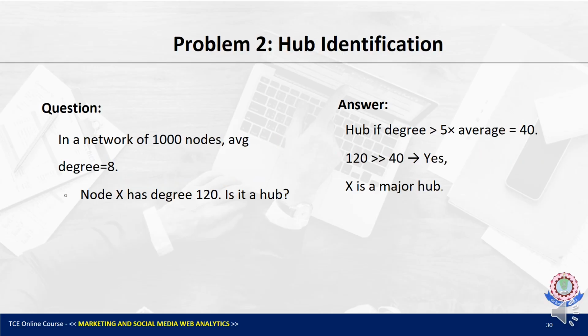Problem 2 is related to hub identification. In a network of 1000 nodes with an average degree of 8, a node with degree 120 is clearly a hub since it exceeds 5 times the average.